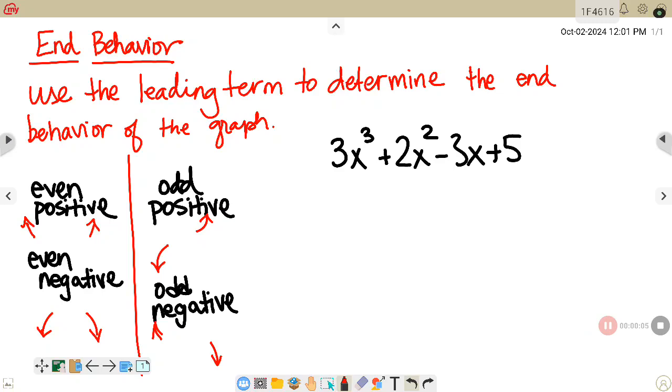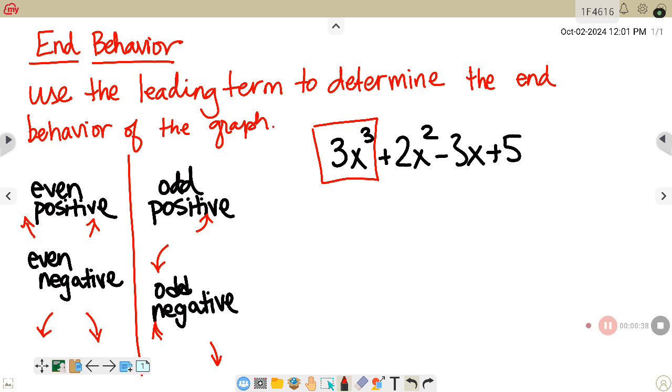In this video, we are going to talk about the end behavior of a graph. What you're going to do is use the leading term. The leading term of a function is the term that has the highest exponent. So in what I have written out here, 3x cubed plus 2x squared minus 3x plus 5, this is your leading term because it has the highest exponent.